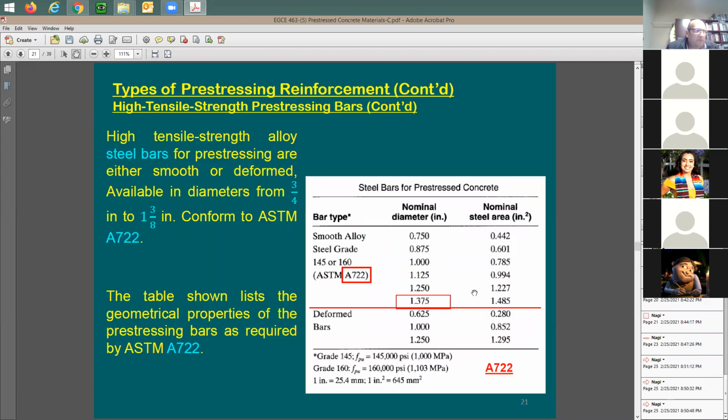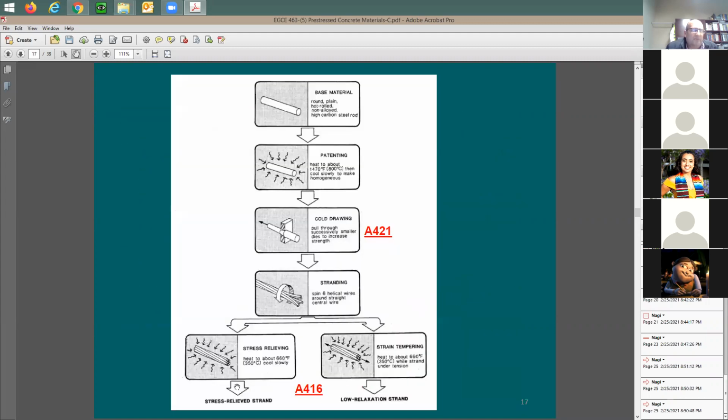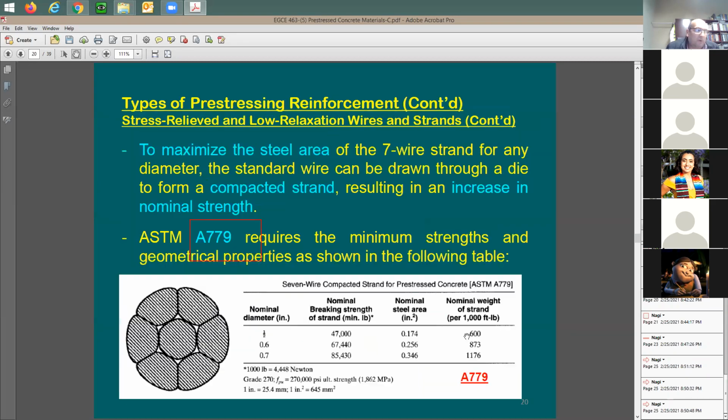So again, we have here two types. If I may go back here, we have two types. We're going to have the stress relief, and then we're going to have the low relaxation strengths. So I'm talking about this one here. This one here, I'm going to have a similar equation, but it's going to be giving you lower strain losses, if you like, or lower relaxation.